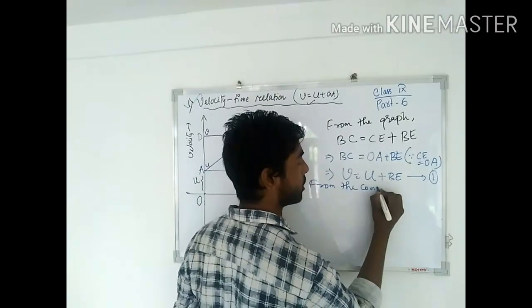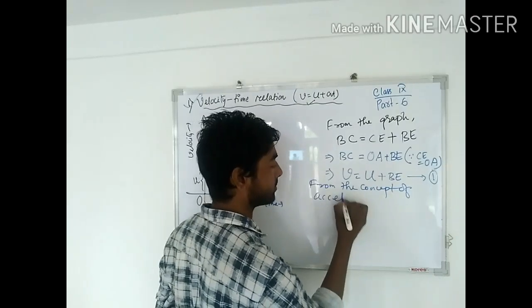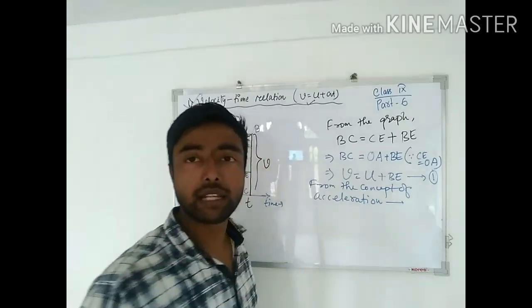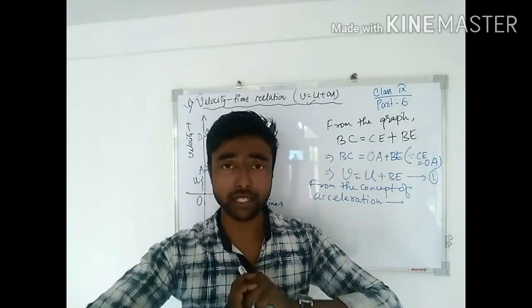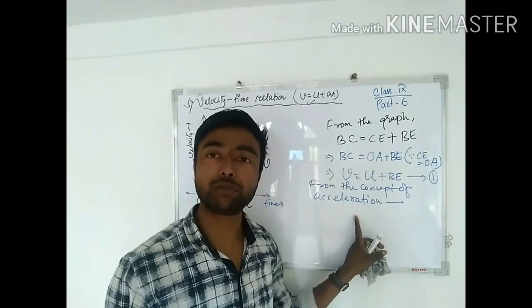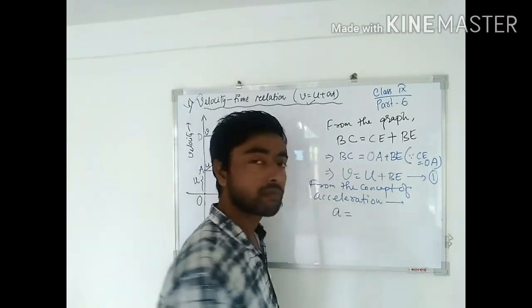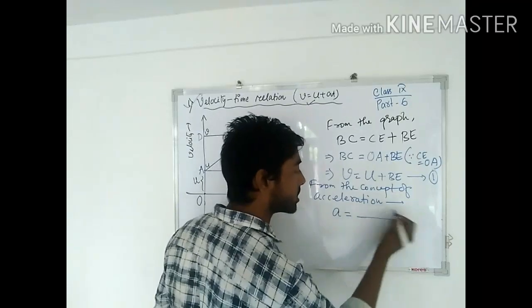From the concept of acceleration. What was acceleration? Acceleration is the rate of change of velocity. If acceleration is the rate of change of velocity, what can I write? A is equal to, can I write, change of velocity divided by time.